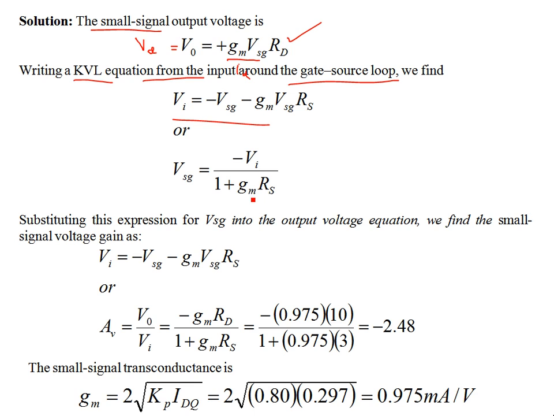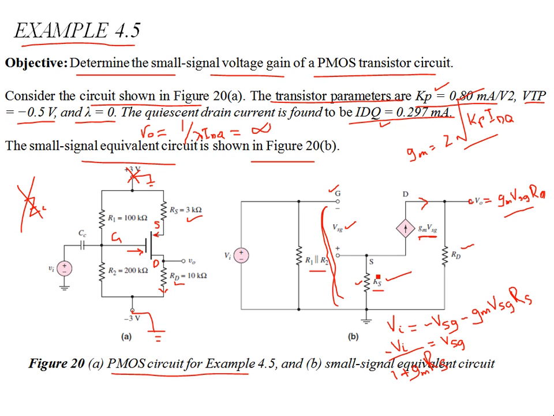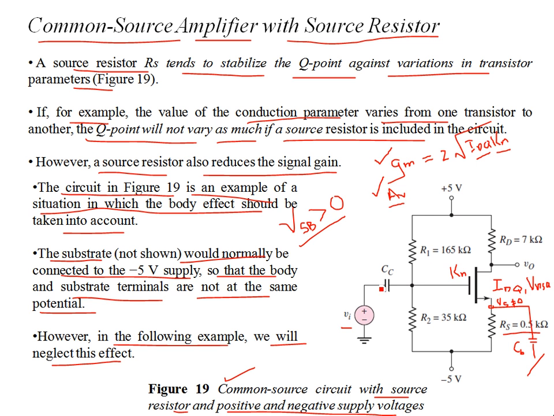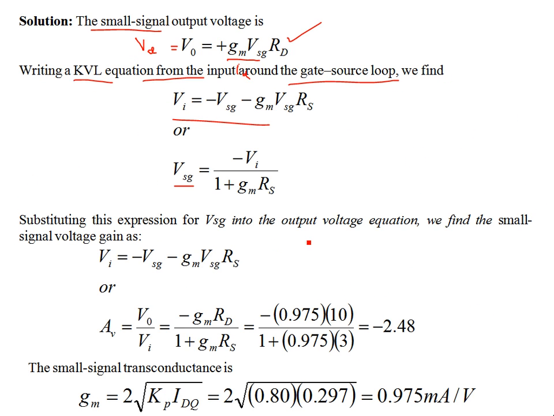So for a non-zero transconductance gain, the input voltage will have VSG as a fraction of the input voltage. Of course, because some of the voltage is being dropped at the source RS, which was not the case when we didn't have this RS over here. So we're going to expect a reduced signal gain anyways. Because of RS, we don't have VSG as VI. It's a fraction of VI.